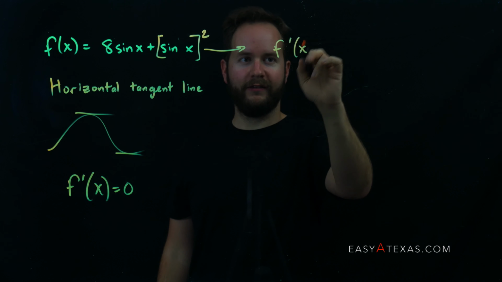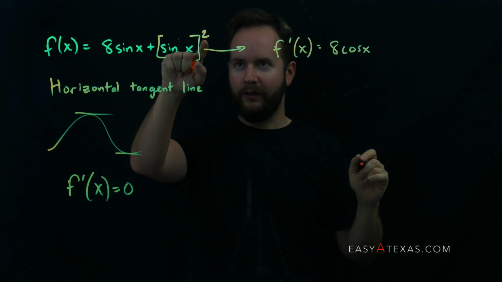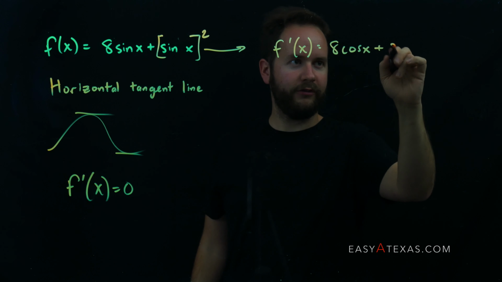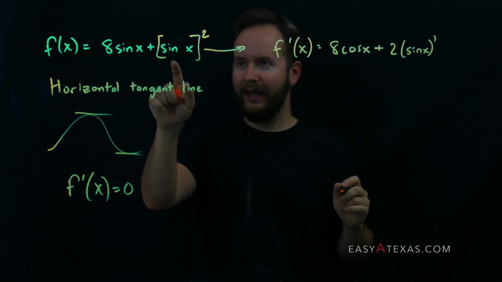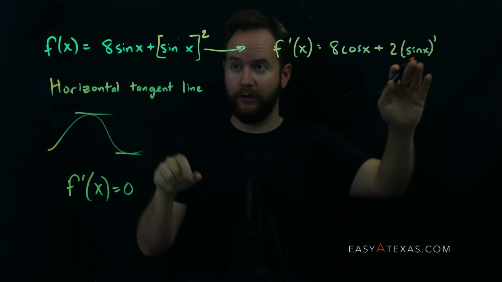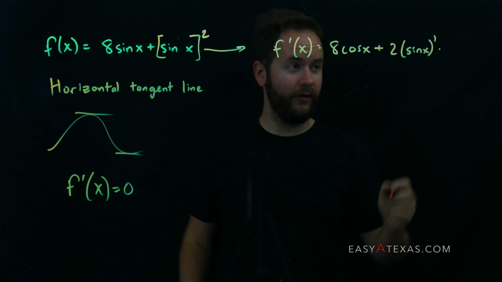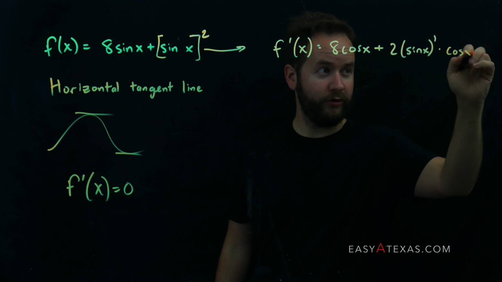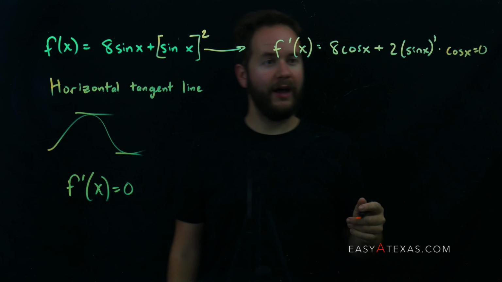We've got f prime of x equals 8 cosine of x. Chain rule says this 2 will come down in front, so we have plus 2 times sine of x now to the power of 1 times the derivative of the inside function. That's what the chain rule says. You leave the inside function alone, then multiply by the derivative of that inside function. And since sine is the inside function, we multiply by its derivative, which is cosine, on the outside. Okay, remember, we're setting this equal to 0, and now we need to solve.